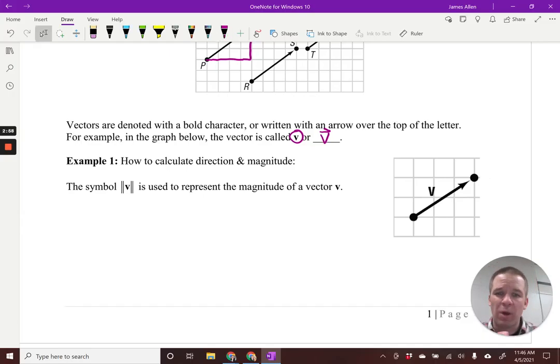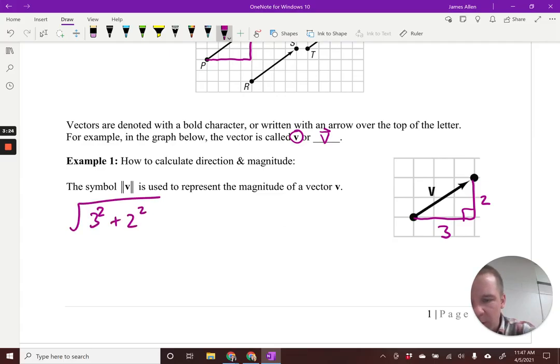If I want to find my magnitude, we're really thinking about it as getting the length of this right here. How can we do that? What if I create a right triangle here? I went over 3 and I went up 2. This looks like our old friend, the Pythagorean theorem. So we would do 3 squared plus 2 squared, in the square root. That gives me the magnitude of v. 9 plus 4 is 13, so the square root of 13 would be my magnitude here.